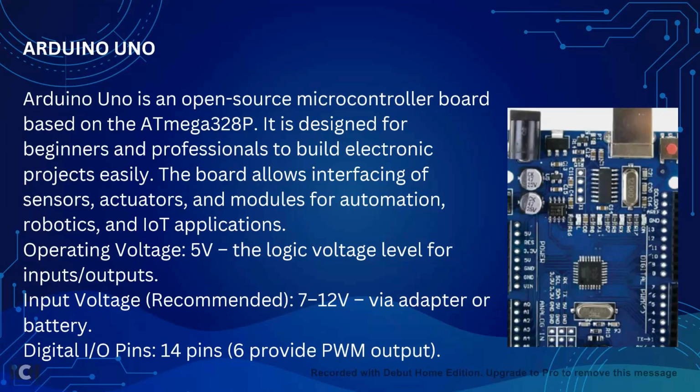Its operating voltage is 5 volt, the logic voltage level for inputs and outputs. Input voltage recommended is 7 to 12 volt via adapter or battery. Digital input-output pins: it consists of 14 pins, some of which provide PWM output. So this is the image of the Arduino Uno board.